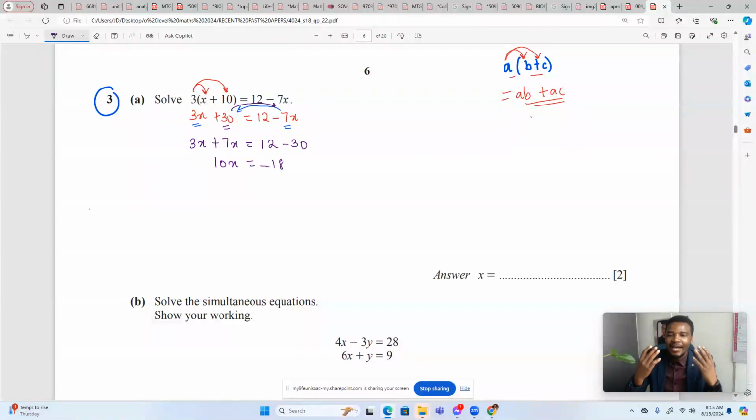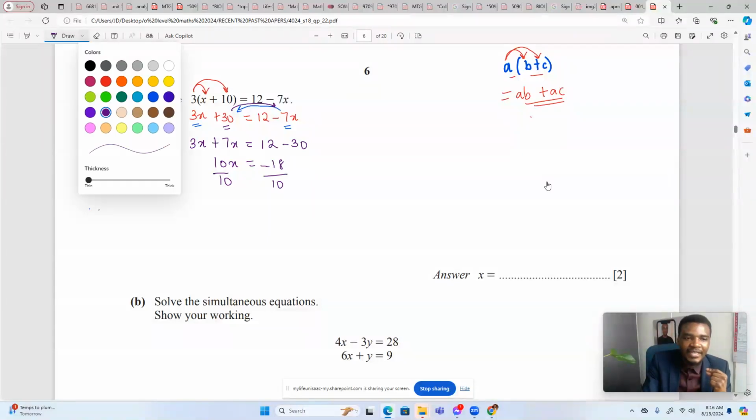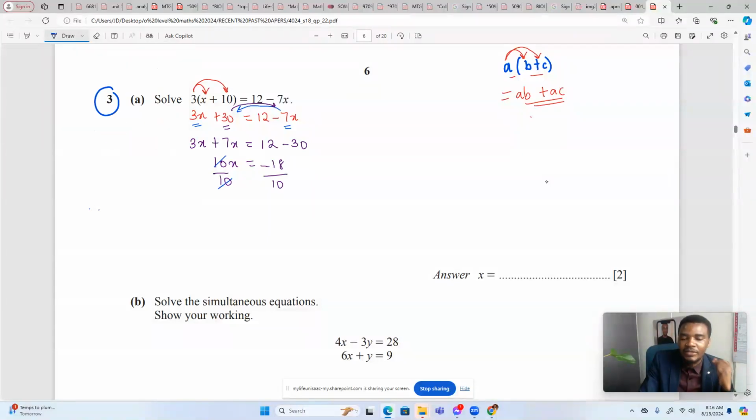But what is our target? Our target is to find the value of x. So how are we going to find the value of x in this case? We are going to divide both sides by 10. If you divide both sides by 10, something quite interesting happens. This 10 and this 10 cancel, and x is equivalent to minus 18 over 10. Yes, this is our final solution. You might ask, can we leave our answer like this? There is no problem because they simply say solve this equation.